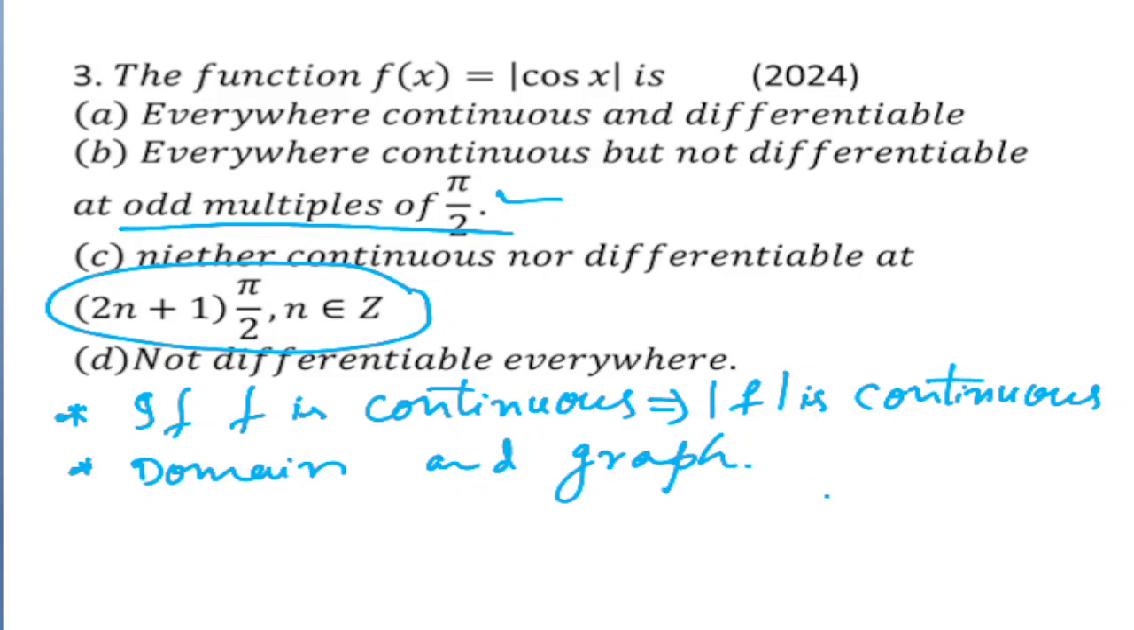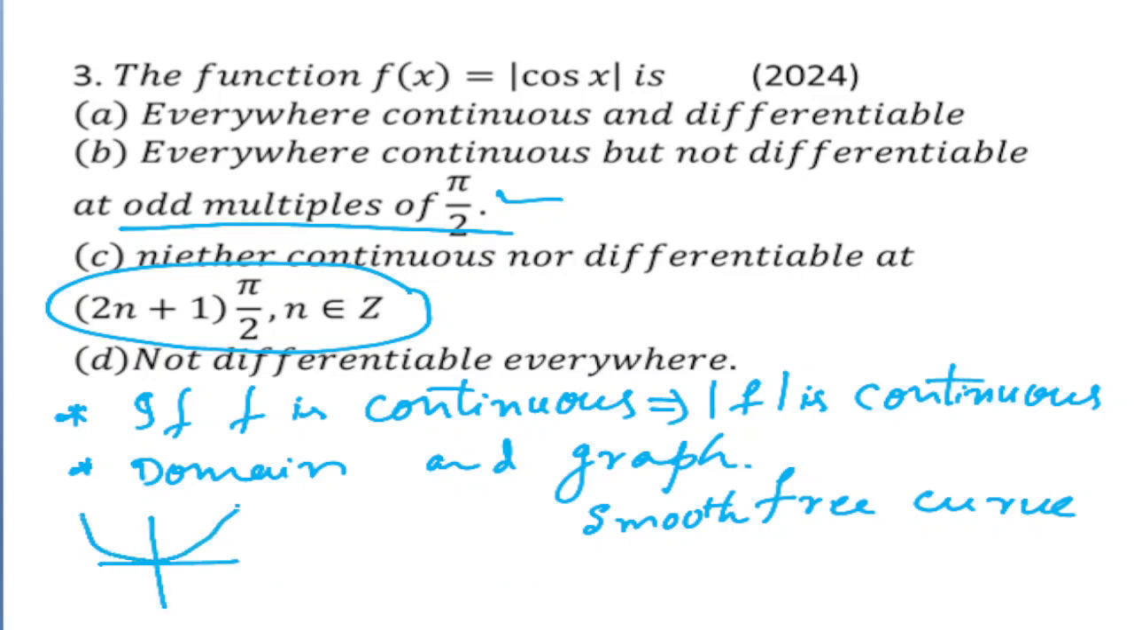See, in the graph, if you have a free hand curve, and which is smooth, means there is no jump in the graph, there is no vertex. See, for example, if you know x square graph is this, and also we know modulus of x graph is this. In this, x square graph is a smooth curve, so this function is continuous everywhere, differentiable everywhere. Okay, if it is smooth.